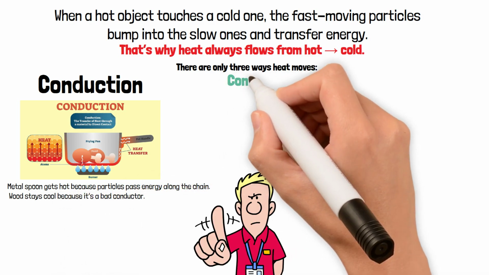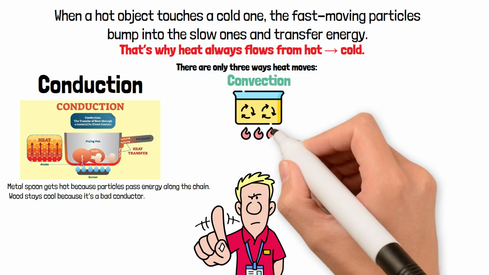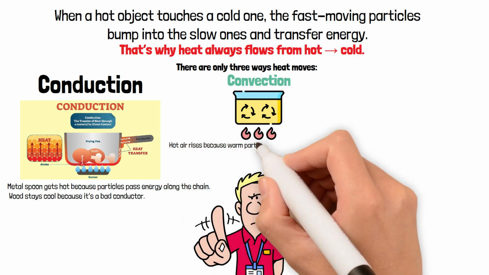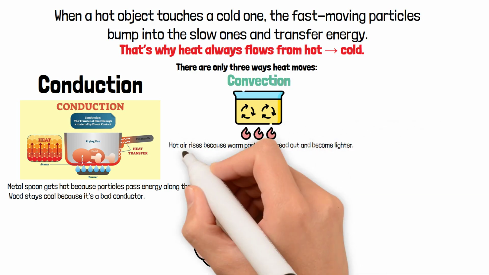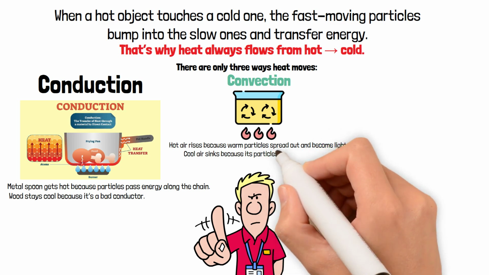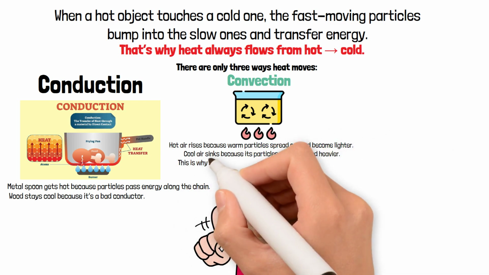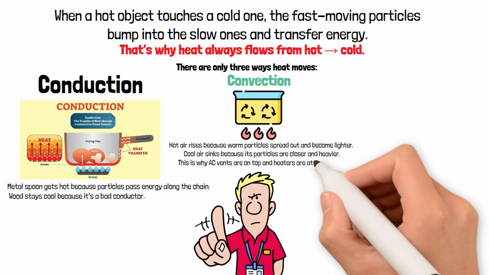Convection, heat moves through liquids and gases. Hot air rises because warm particles spread out and become lighter. Cool air sinks because its particles are closer and heavier. This is why AC vents are on top and heaters are at the bottom.